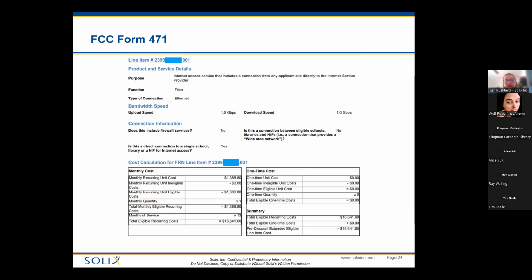In this case, we see we have our monthly recurring cost of $1386.80 per month. Only one circuit, since the quantity is 1, and monthly service is 12. So it totals everything up. Our yearly amount is $60,641.60. And I want you to think how that compares to what your current internet bill is.